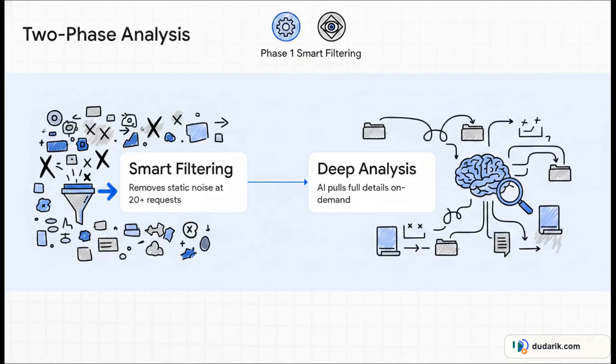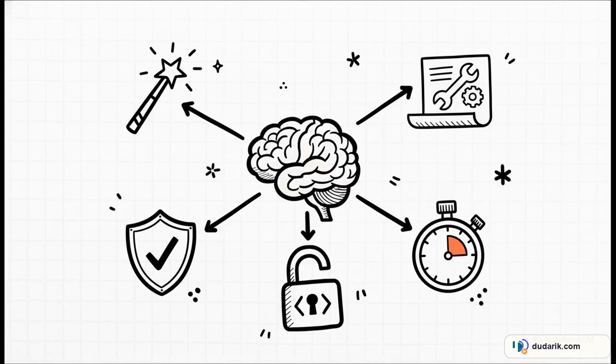Step 1 is smart filtering. The second your session hits 20 requests, it automatically strips out the static junk and tracking noise. Then, in Step 2, deep analysis kicks in. The AI zeroes in on the relevant stuff, pulling the full payload details strictly on demand. Once it has that data, you can fire off 5 distinct types of reports.